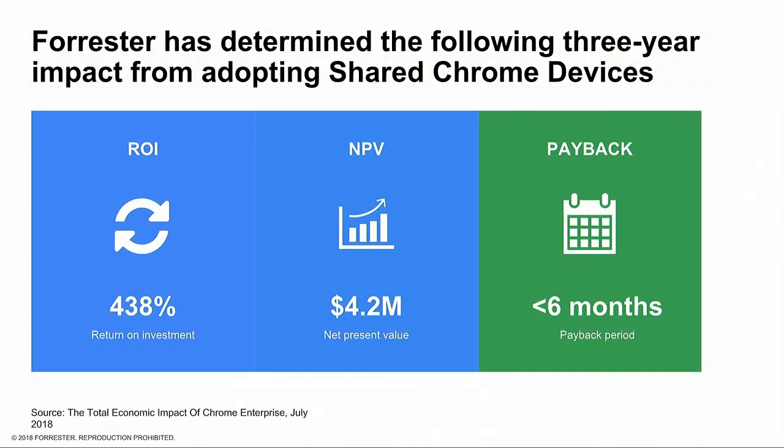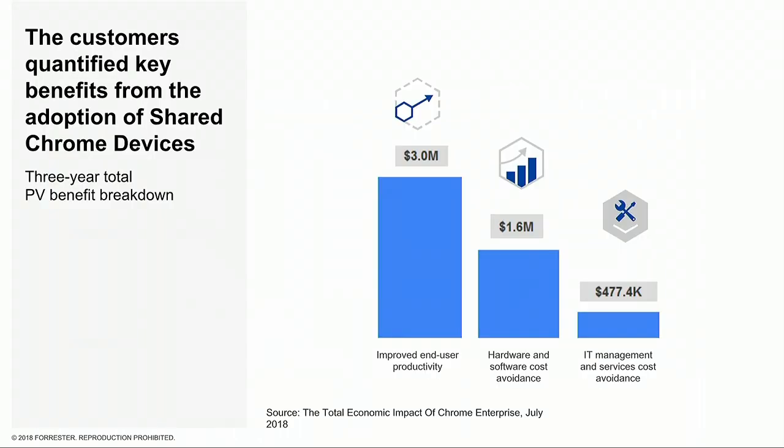So in this study, we found a return on investment of about 438%, a net present value of $4.2 million, and a payback period of less than 6 months. Now, how did we get there? Well, let's talk about these benefits a little bit more. The improved end-user productivity. Now, this is what was seen as kind of the number one reason in adopting shared devices. And I think we saw it throughout a lot of our conversations with companies was around how much productivity they were saving just from having these shared devices.